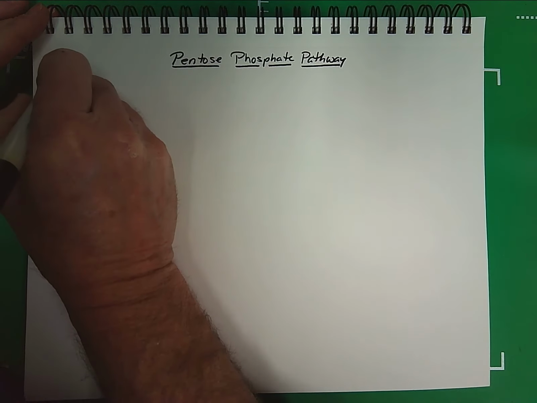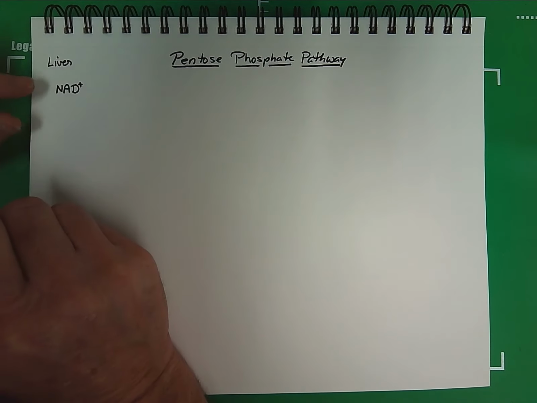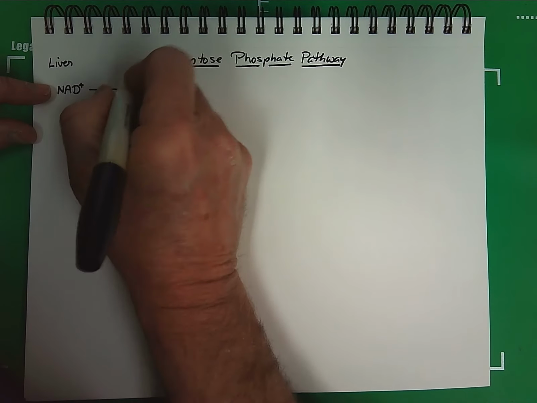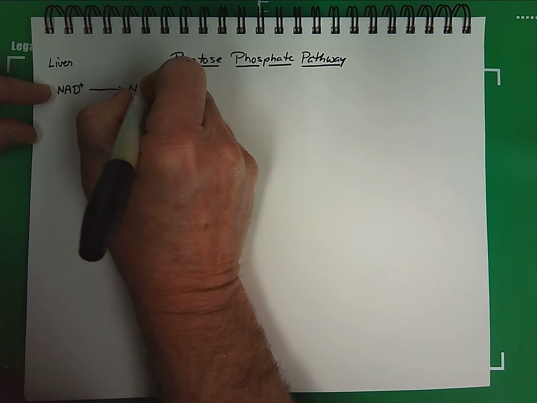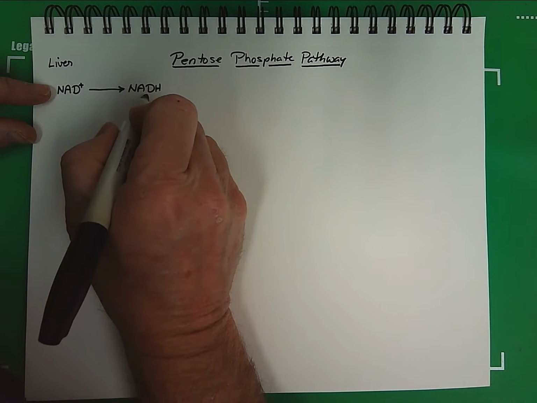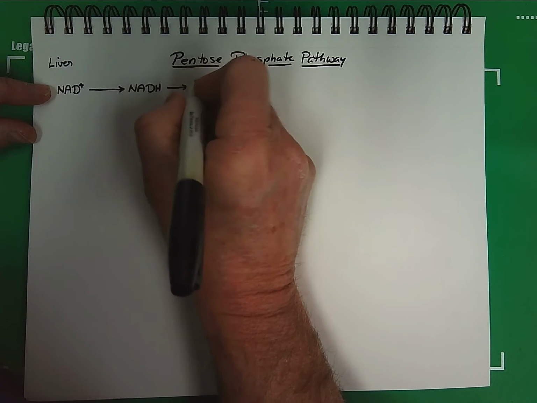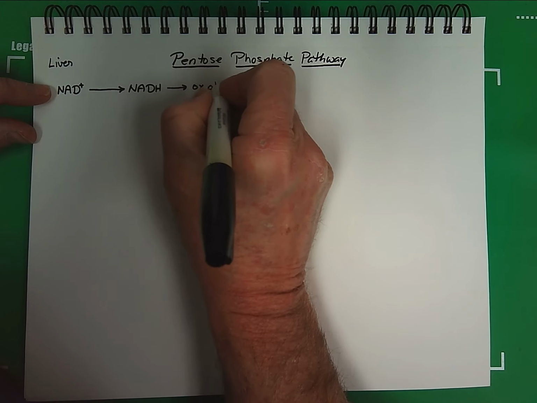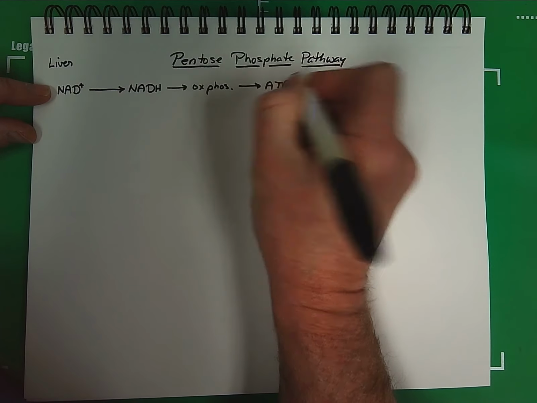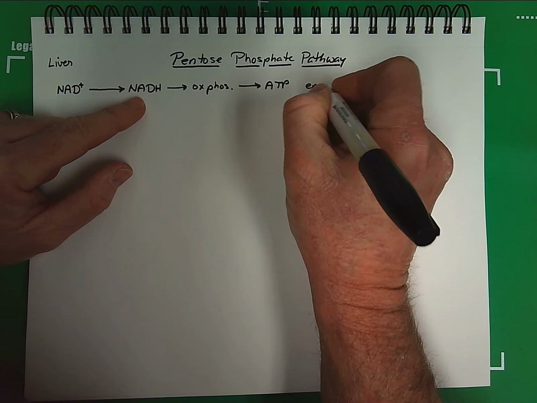Now, recall from the energy-producing pathways, we are able to reduce NAD through enzymatic reactions, dehydrogenase reactions, to generate NADH. And recall the purpose of generating NADH is to put this product into the oxidative phosphorylation pathway in order to generate ATP. So the sole purpose of NADH is for energy generation.